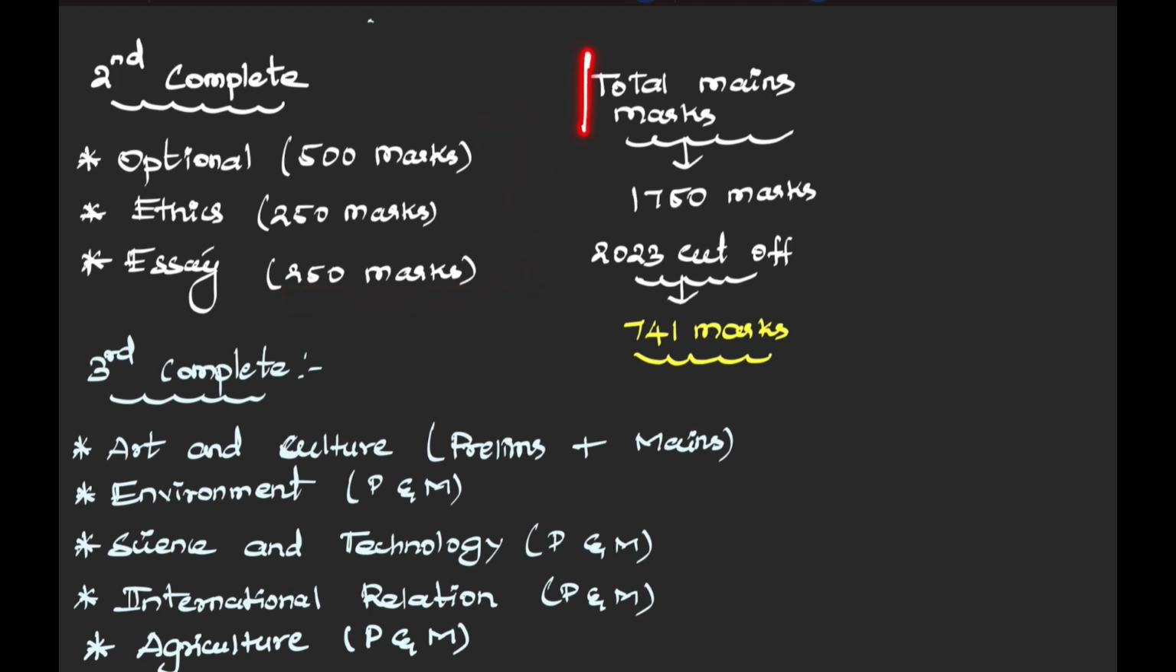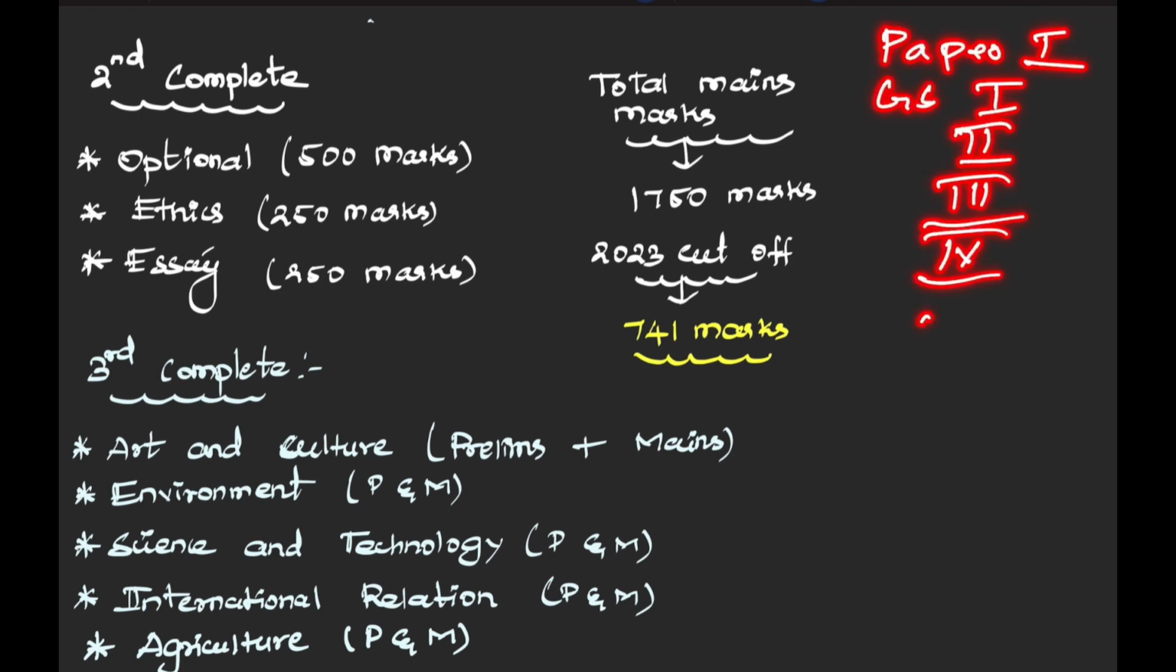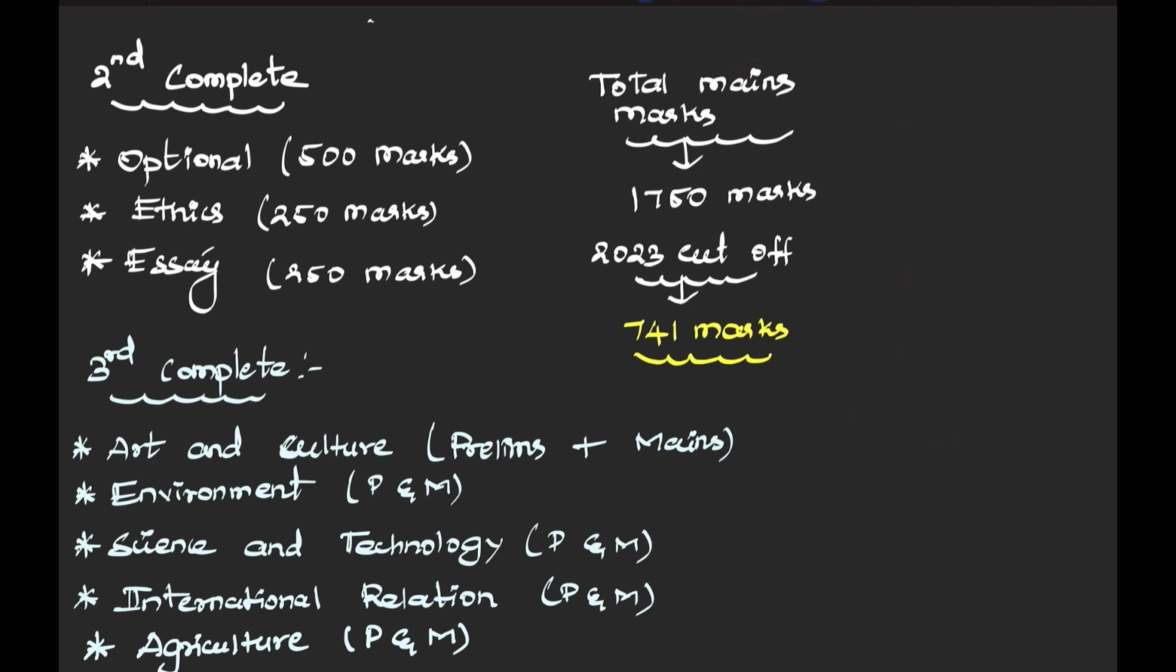Why? Because in total mains marks, paper one is essay. Then GS 1, 2, 3, 4, and optional paper 1, optional paper 2. So totally 7 papers are there, and totally 1750 marks. Do you know the cutoff of 2023? It's just 741. Seriously, it's just 741. Just around 50%, right?